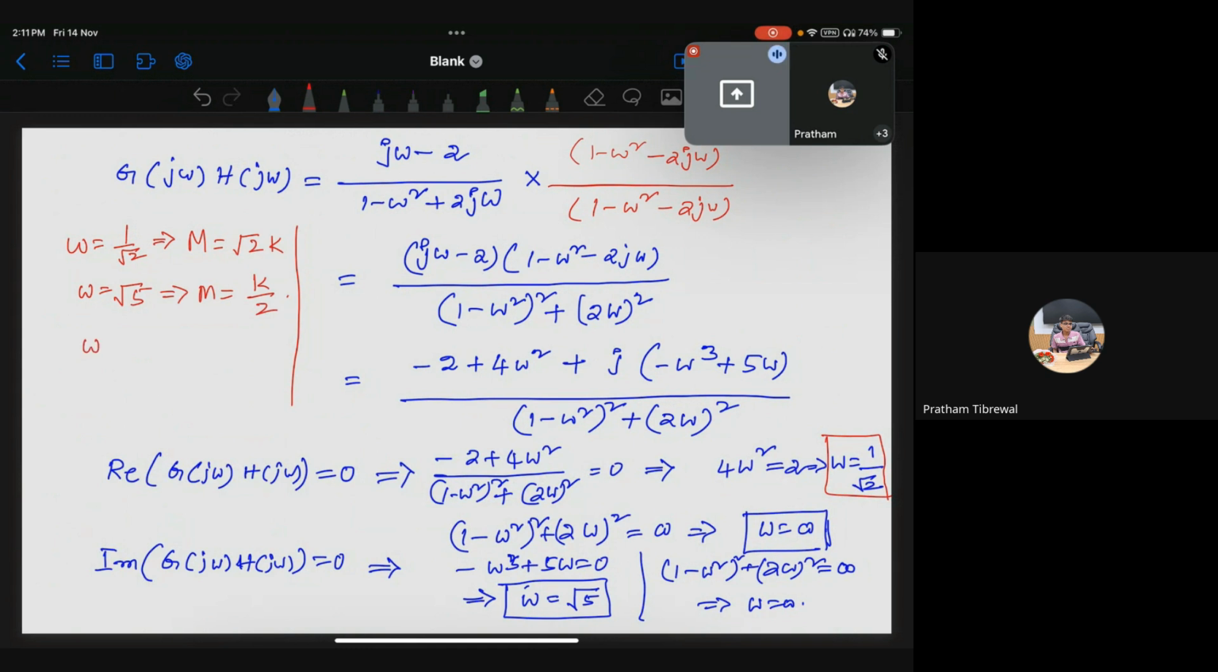And when you consider omega equal to 0, you will get M as 2K. So for 3 different values we found the magnitude that we wanted to use while drawing the Nyquist plot. Is it clear? Any queries?